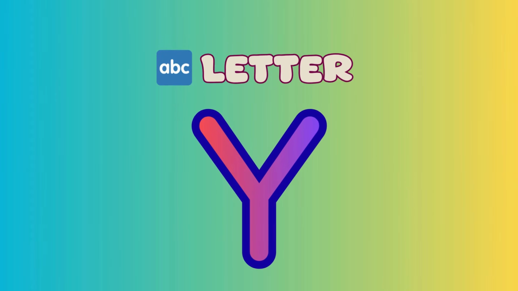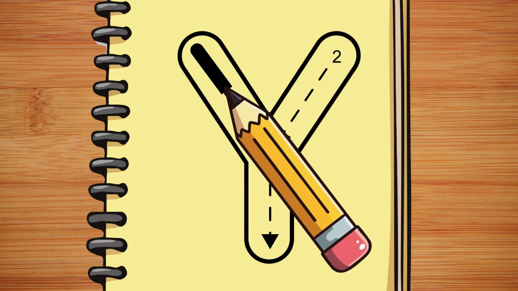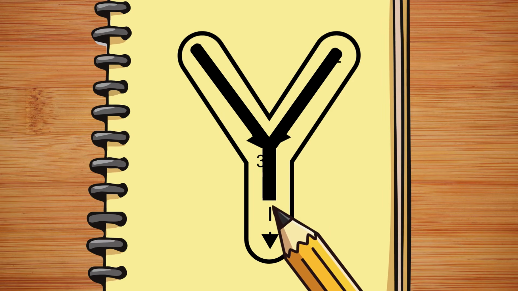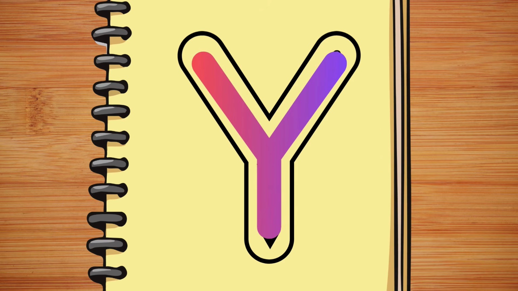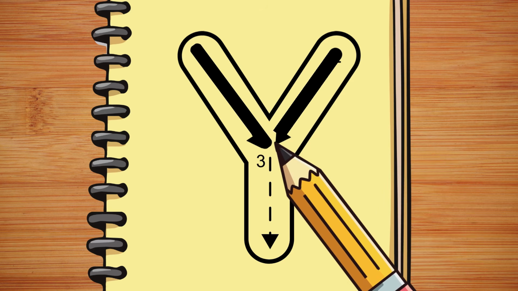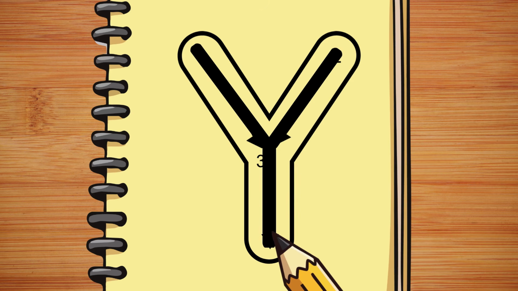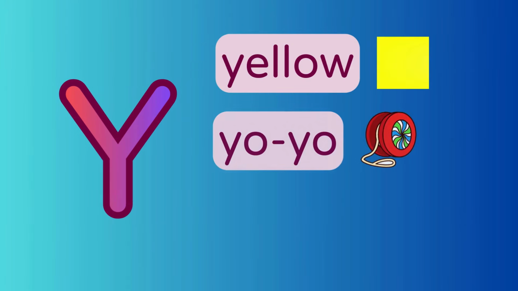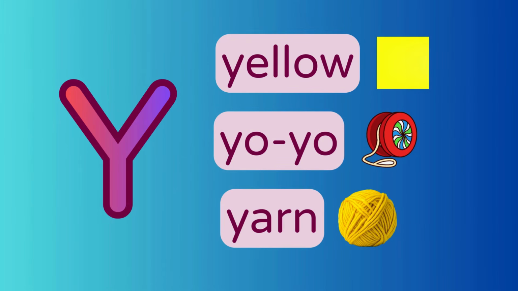Letter Y. Slant down. Slant down. Line down. Y is for yellow. Y is for yo-yo. Y is for yarn.